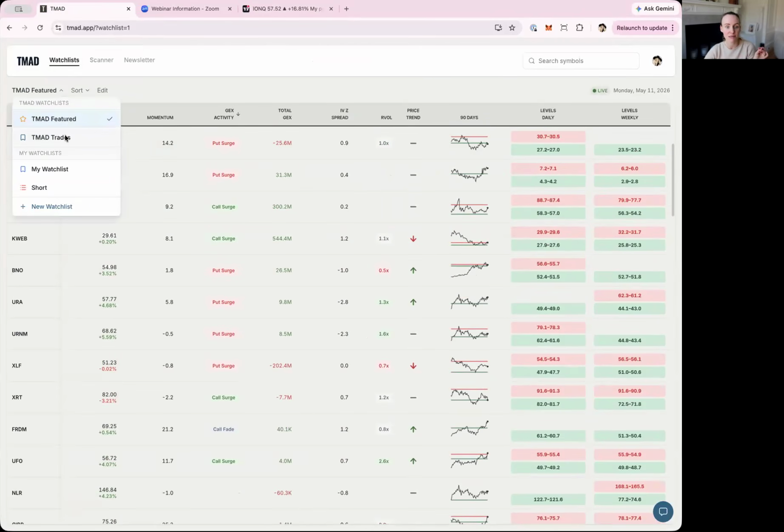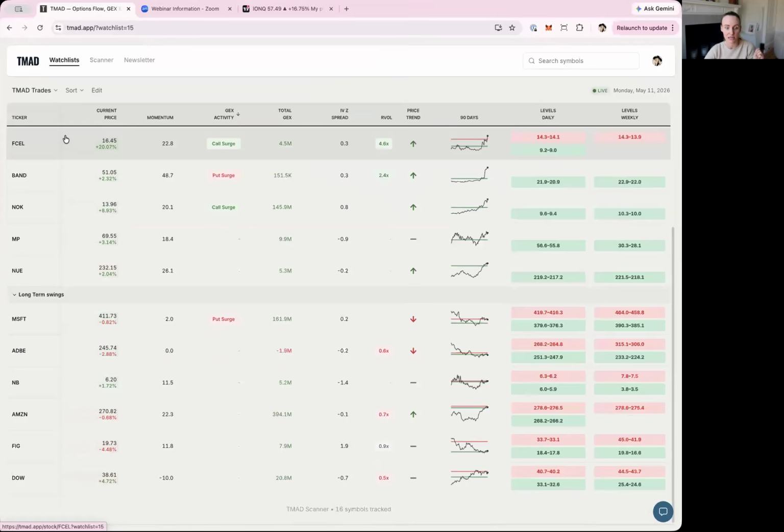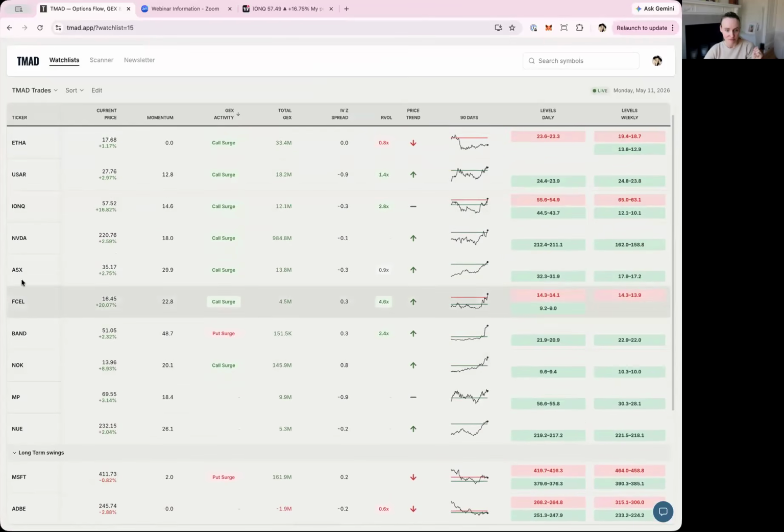You click on watch list, TMAD trades. Okay, these are the trades that I type in, and we have IONQ like right here. All right, so look, positive momentum still, call surge, total jacks is also positive.